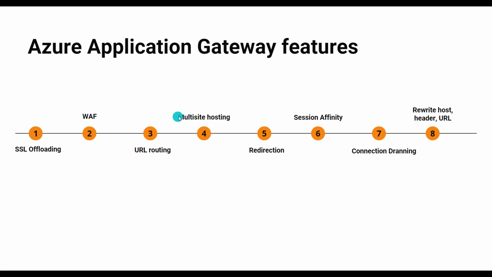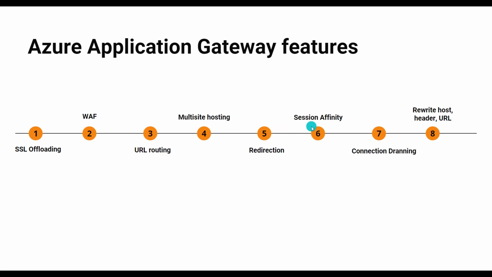You also have support for multi-site hosting. It means the same application gateway can be configured to route traffic to multiple web applications. We'll have a demonstration and look at how we route traffic to multiple web applications. You can also redirect the application gateway traffic to any third-party URL, such as I can route the traffic to google.com, depending upon the port or the listener configuration which you configured in your application gateway.